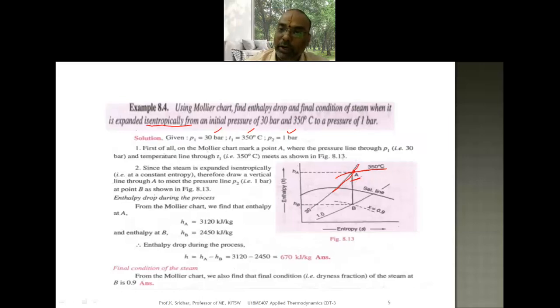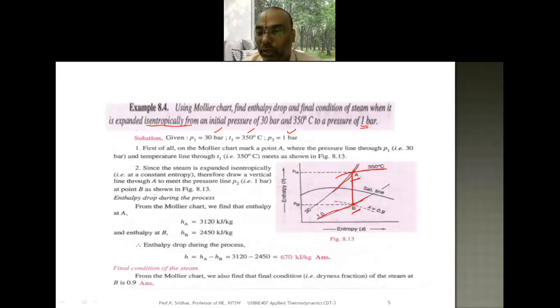Now from this point A, what is the process? It is the isentropic expansion process, that is, constant entropy. You know that constant entropy lines are represented by drawing a vertical line. So from point A, just draw a vertical line up to the final pressure, which is given as 1 bar. This is the 1 bar line, passing like this. Wherever this 1 bar line and this isentropic process intersect each other, identify that particular point as B.